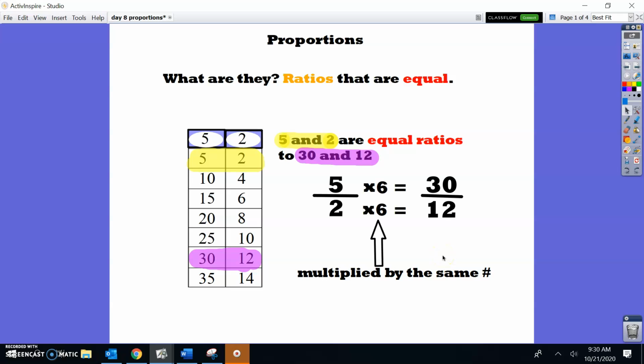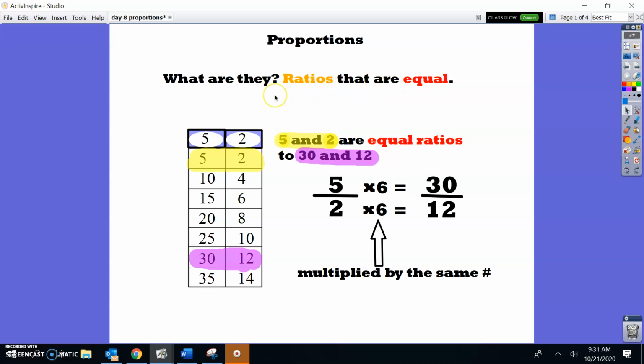Our topic for today is proportions. So we're going to continue building upon what we've already learned so far in math. In this unit, we've been talking about rate tables, unit rate, we just talked about ratios, and now we're going to talk about something called proportions. So proportions are pretty simple. Proportions simply mean that they are ratios that are equal.